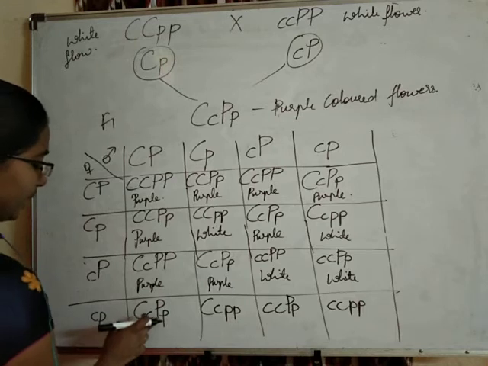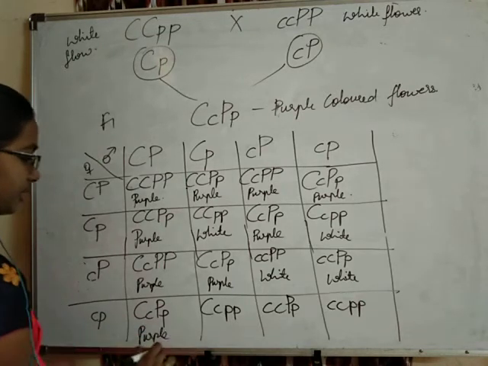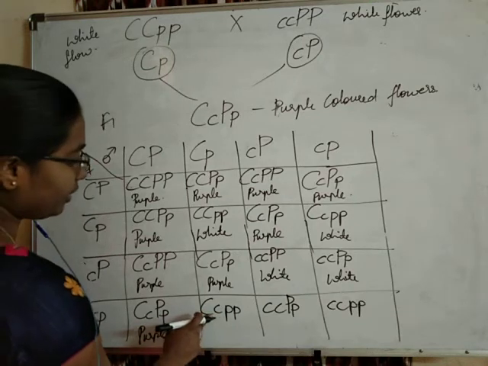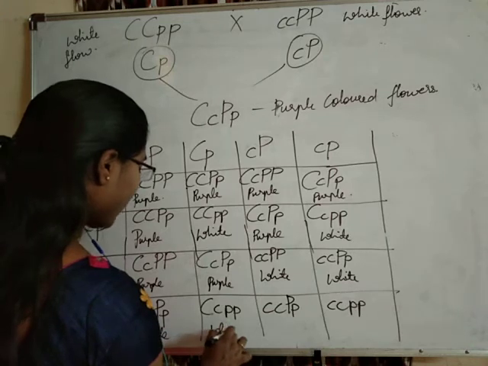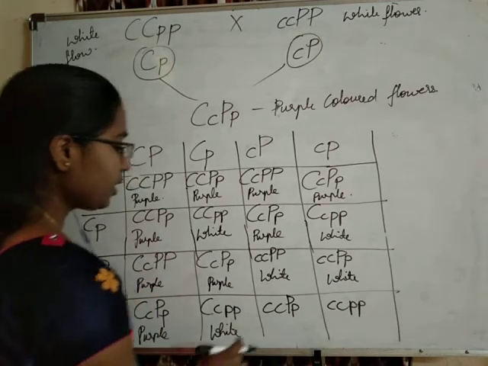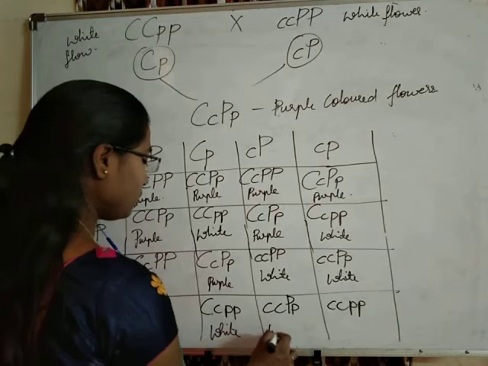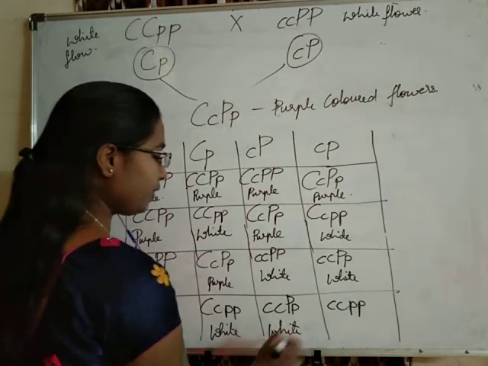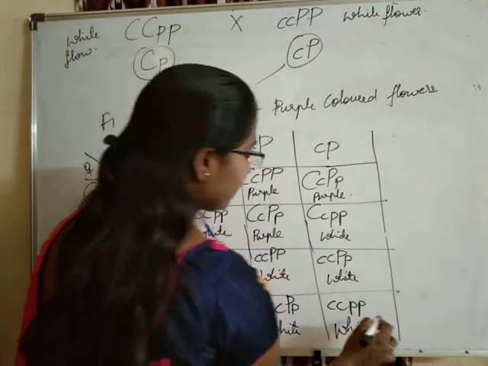So capital C, capital P both are present, so this will be giving purple colored flowers. Only capital C is present, capital P is not present. So this will be giving a white colored flower. Capital C is not present, only capital P is present. So this will also give a white colored flower. Both are not present, definitely this will also be a white colored flower.